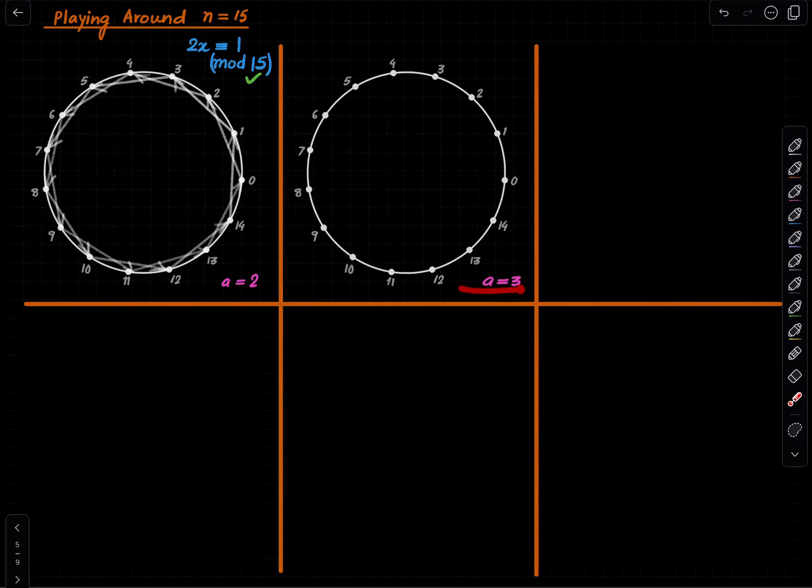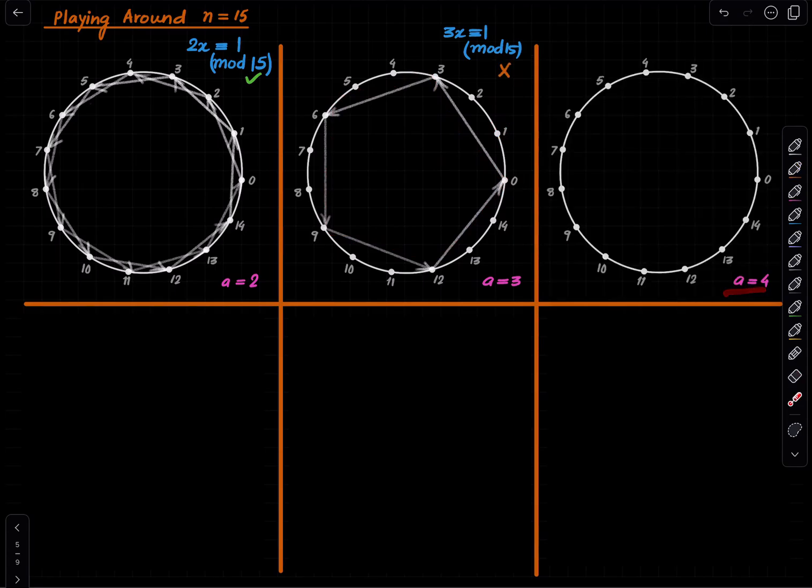Next, a is 3. Start at 3, then keep adding 3. 12 plus 3 is 15, which is same as 0. And we see a cycle. We see a cycle which doesn't hit 1, so there is no solution.